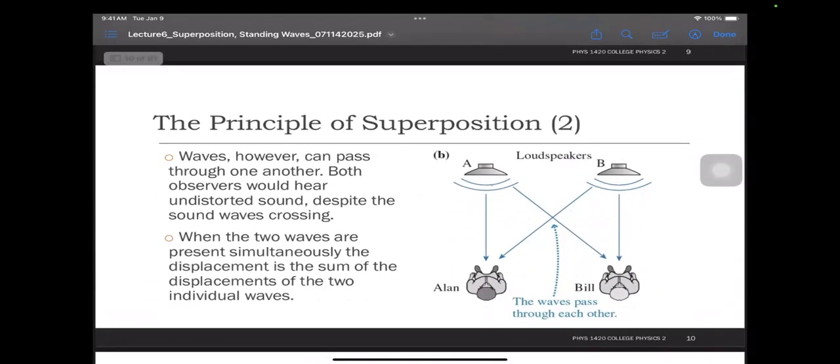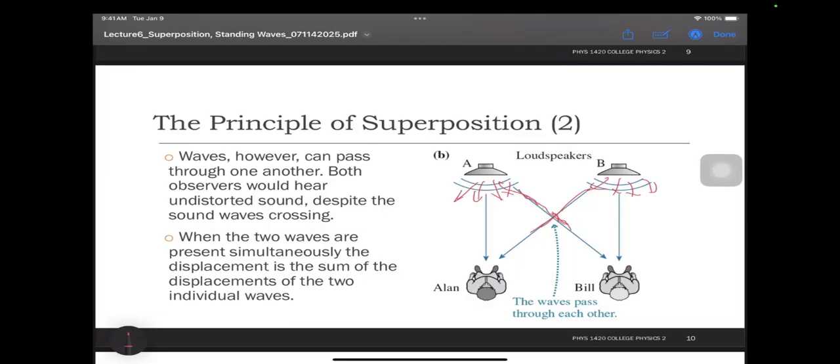You can see there is a sound wave, there is a loudspeaker. This is a wave, and also there is another wave. And those two waves can pass through one another. Actually, they are not like balls. The balls have a real body, so they cannot pass through each other. But the waves can pass through one another.